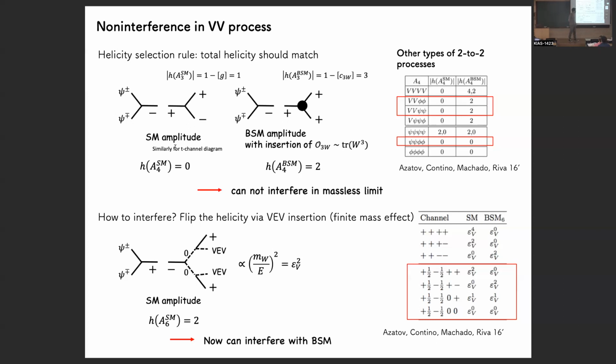So even though in the massive limit the same amplitude can interfere with the BSM, it's suppressed. Then the problem is, in the EFT expansion, you want to have a one over lambda expansion, but in the leading order, the one over lambda squared expansion is just a suppressor, so you don't know what to do. That is one of the practical issues.